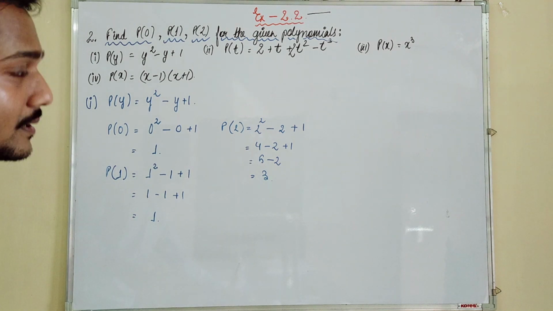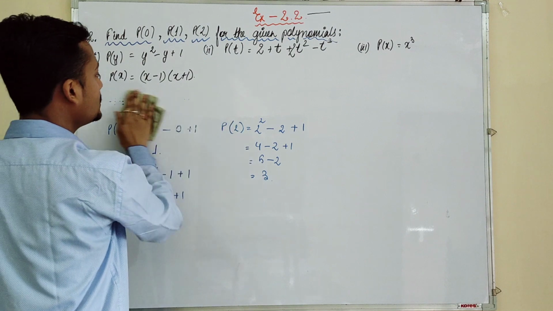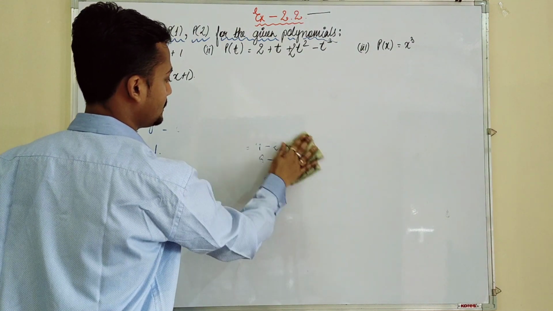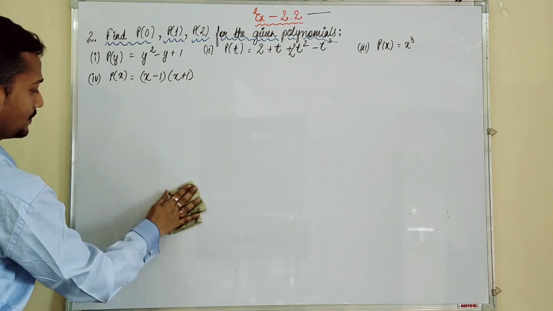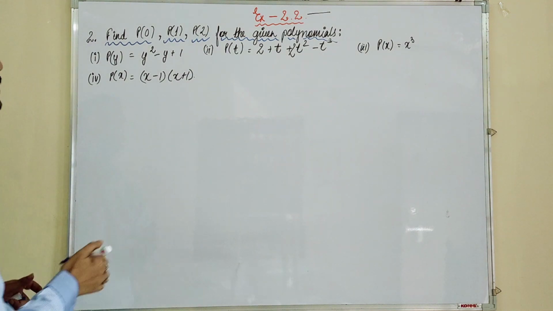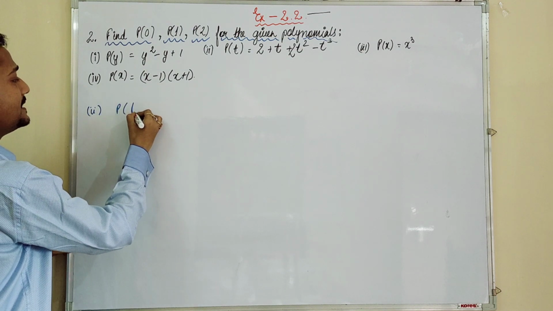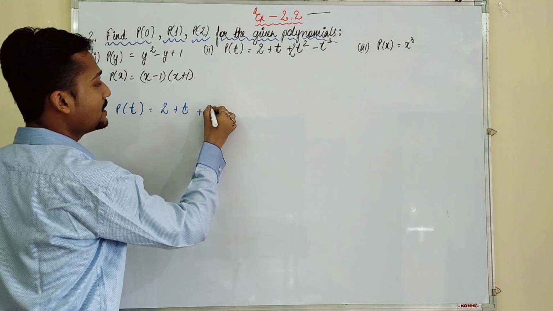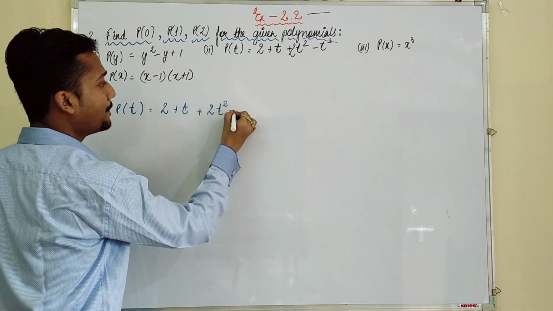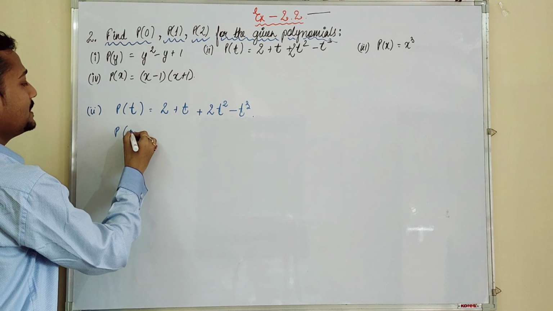Okay, so let us move on to the next part. That means the next question. I am rubbing it out. Okay, next is number 2. It is given that p(t) is equal to 2 plus t plus 2t square minus t cube. Okay, so first I will find out p(0).